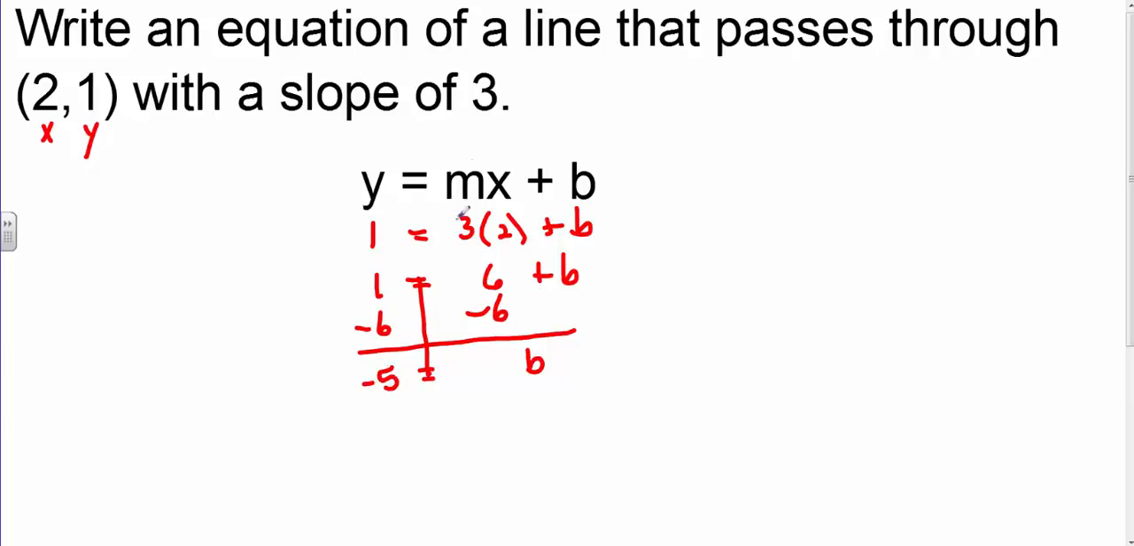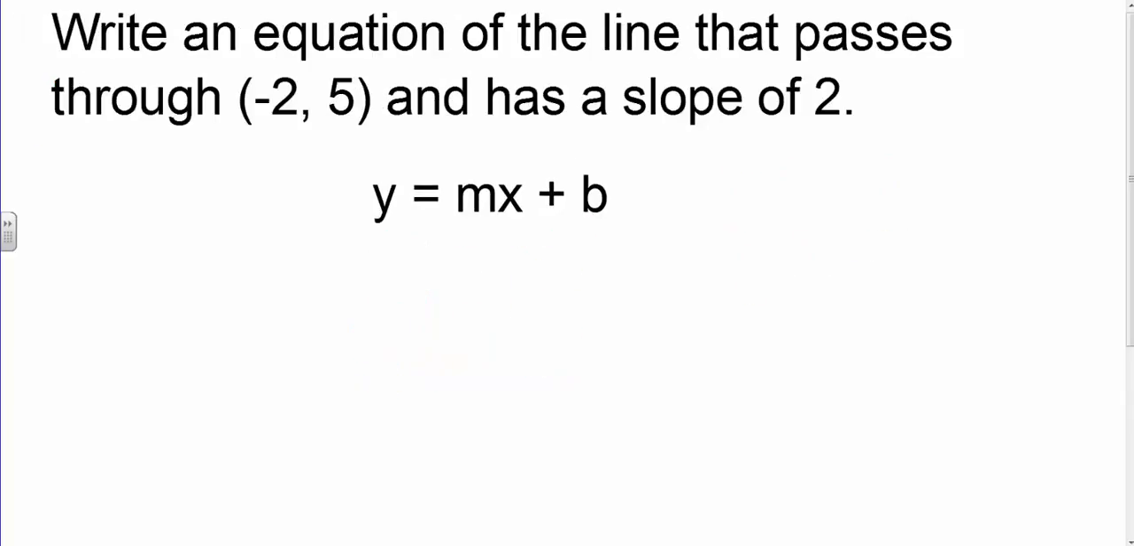So now we've got our slope and our y-intercept, the b, and we can write our equation of the line. So that means it will be y is equal to mx plus b. And we simplify that to be y equals 3x minus 5.